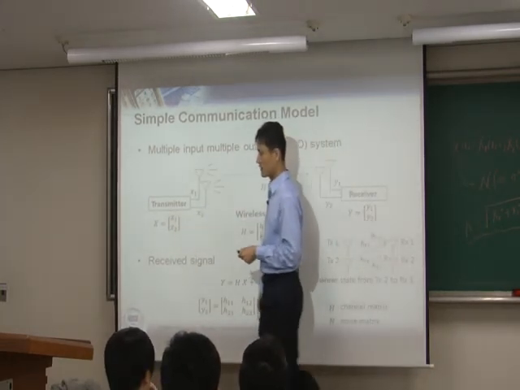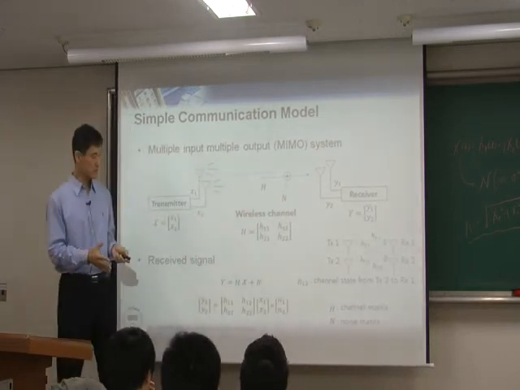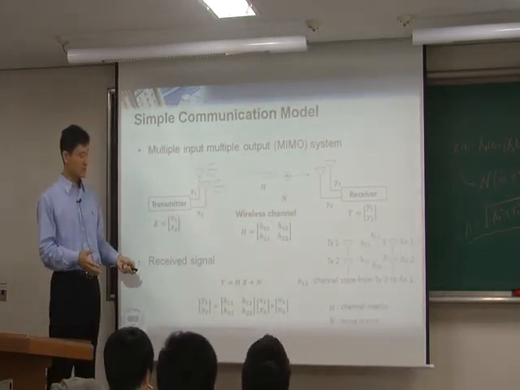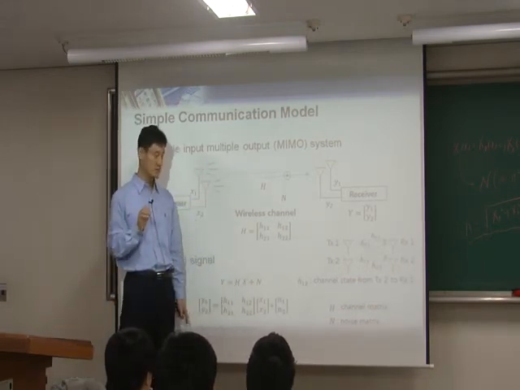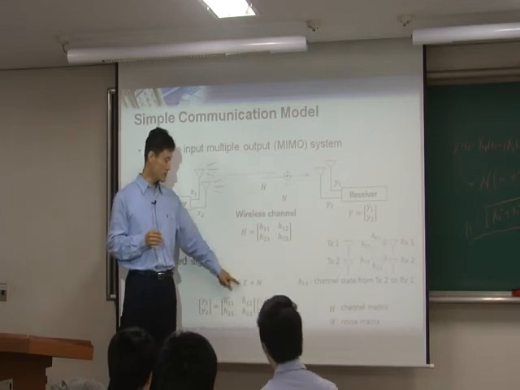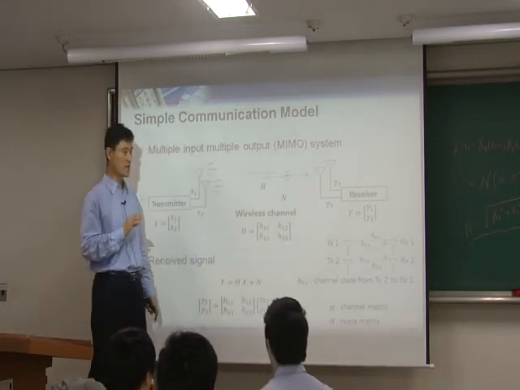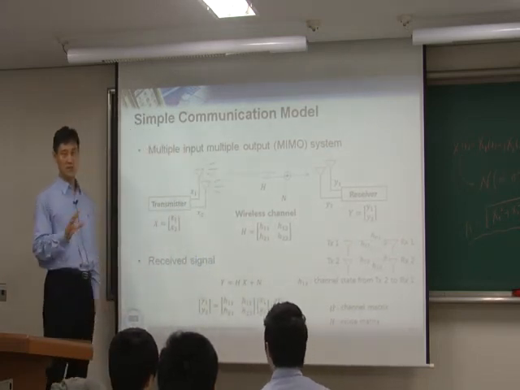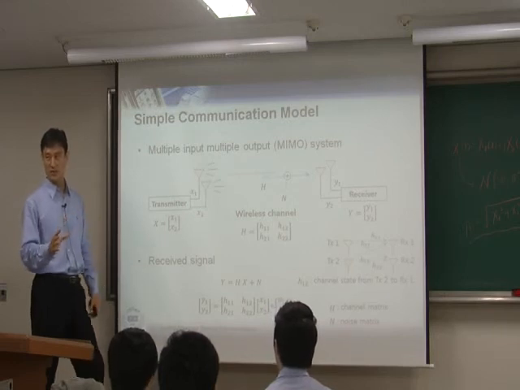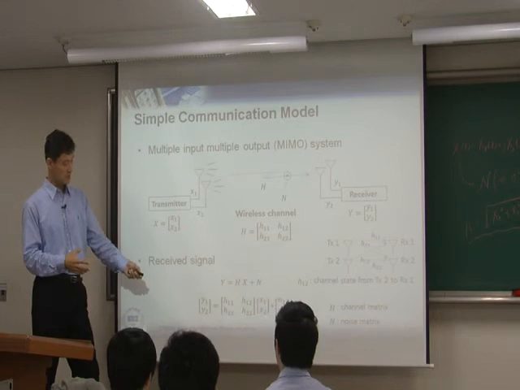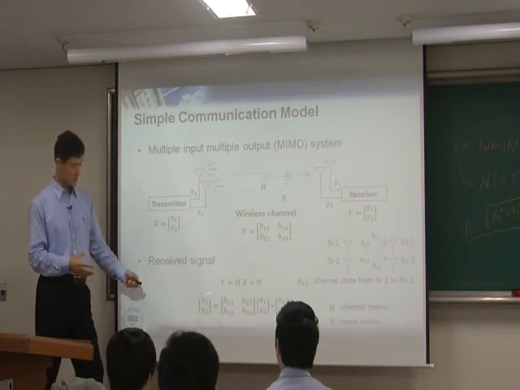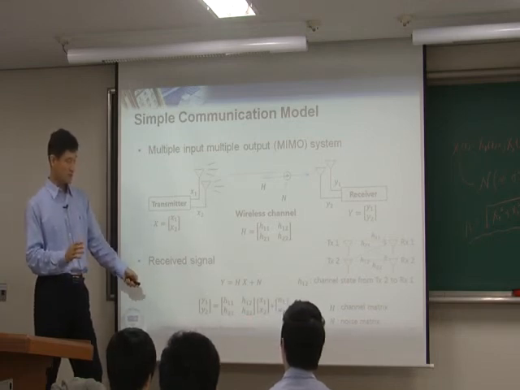In that case, once we model this, it's almost the same as the previous single antenna case: Y equals HX plus N. The only difference is that now Y, H, X, and N are each matrices. That's the only difference. Now we are dealing with matrices, but exactly the same model. And if I write out the matrices, then this is the one.